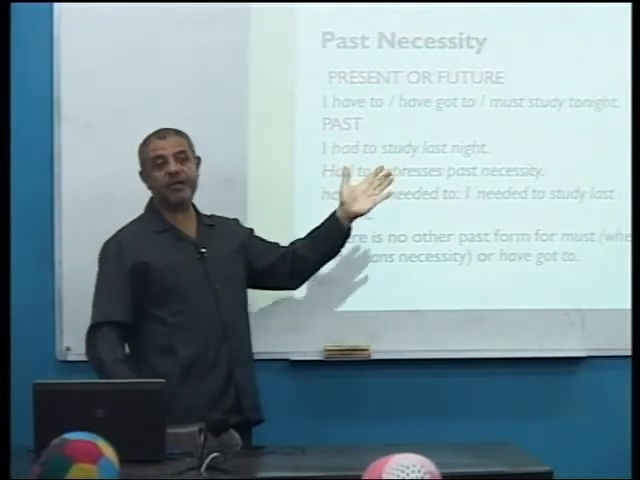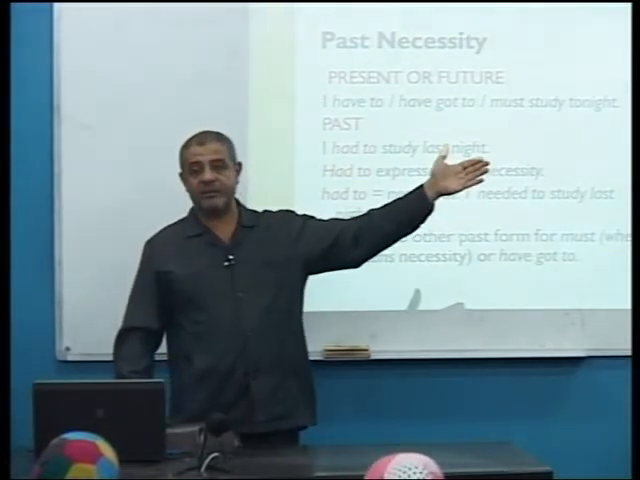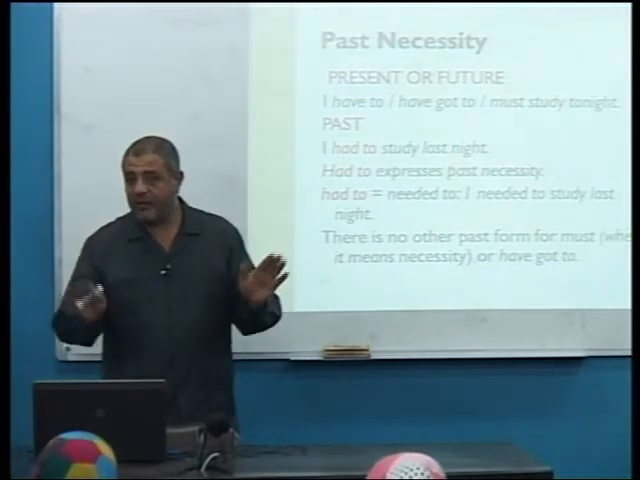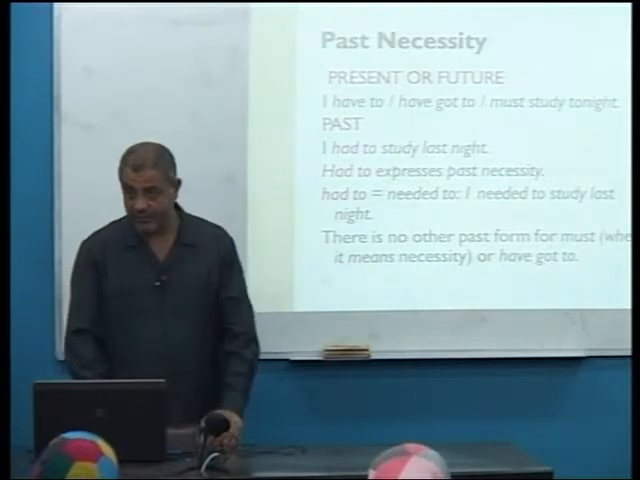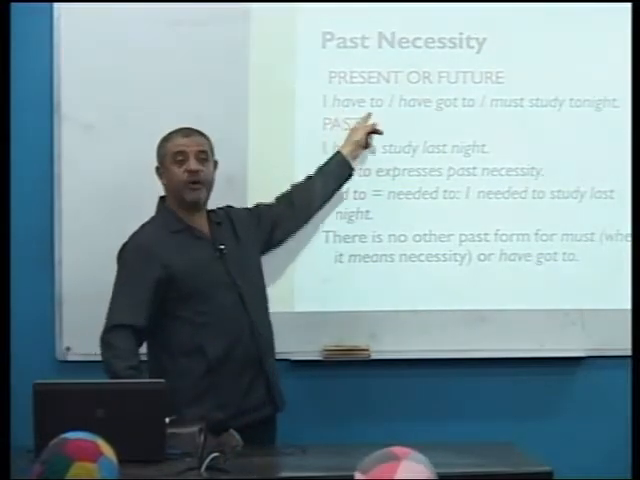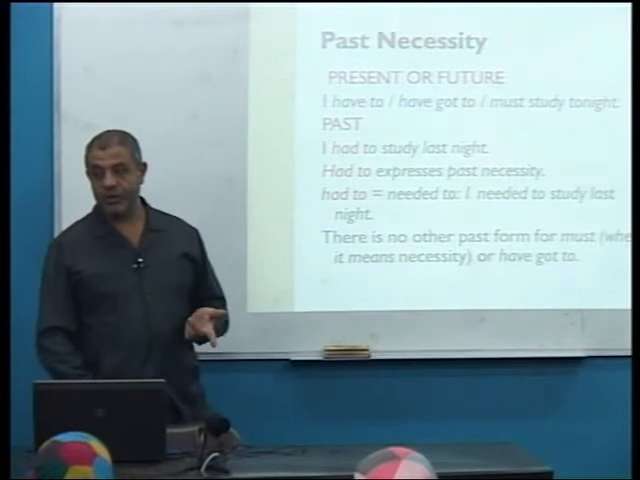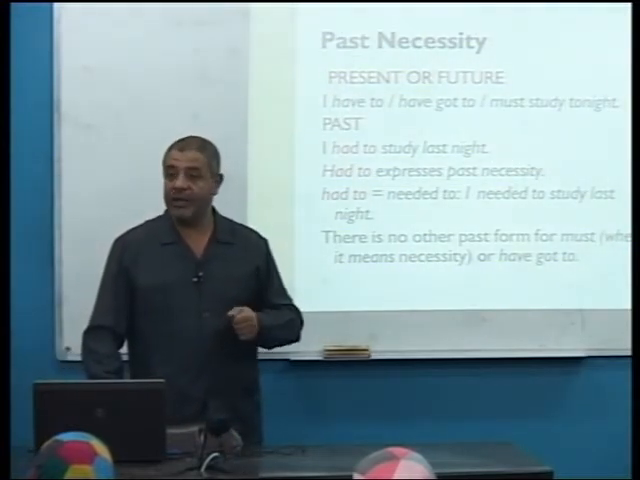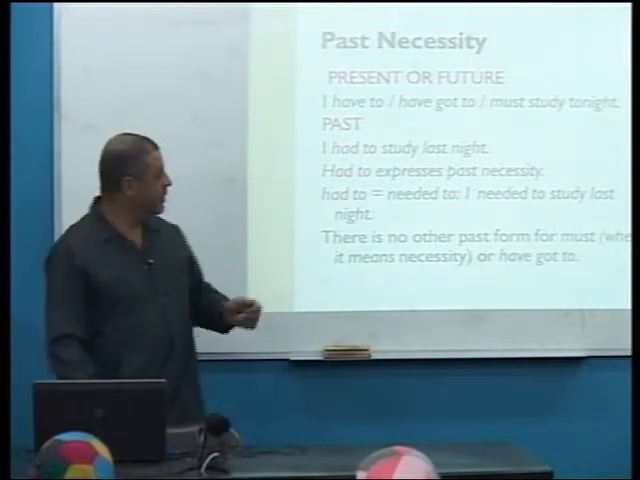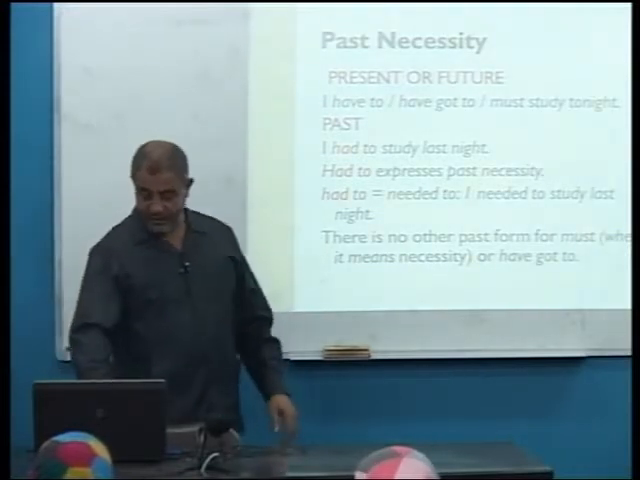Had to is the past form of what? Of must. And there is no other form when must expresses necessity. It is the only form. And also it is the past form of have to. So, we say I had to visit, I had to clean, I had to study, and so on to express a necessity in the past.